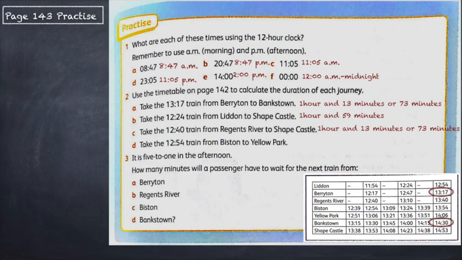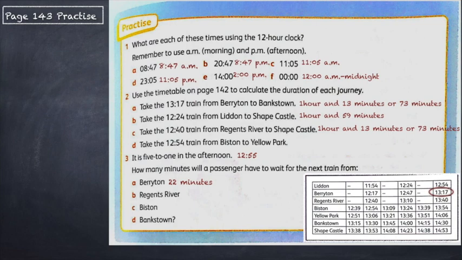Question number 3. It is 5 to 1 in the afternoon. So 5 to 1 o'clock means 12:55 o'clock. How many minutes will a passenger have to wait for the next train from Brereton? Paying attention to the timetable, the very first time that a train arrives to Brereton, which is after 12:55 o'clock, is 1317 o'clock. It means if somebody reaches there by 12:55, we'll need to wait 22 minutes until the time shows 1317 o'clock and the train arrives.